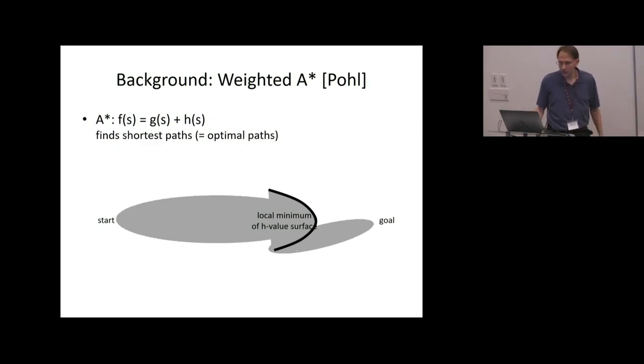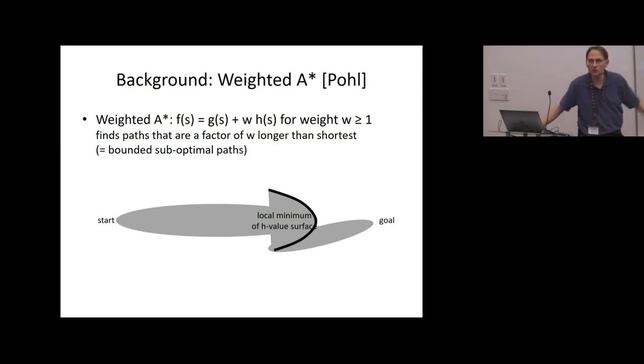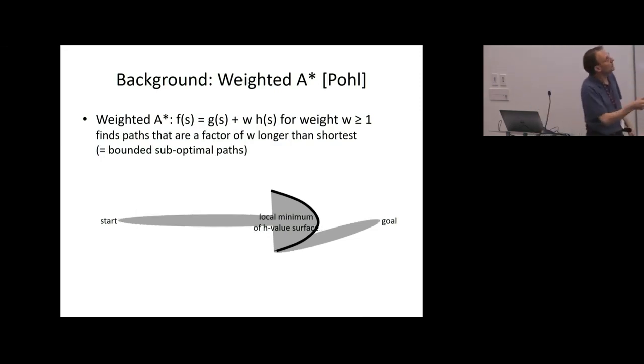Right? And so in this case, right, A star does even less work. If you increase the weight, then the bound that you're given here, right, becomes weaker, but you do even less work, typically.